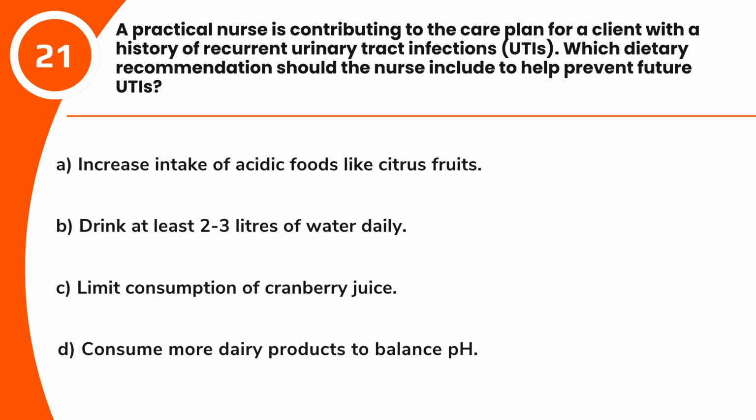Question 21. A practical nurse is contributing to the care plan for a client with a history of recurrent urinary tract infections, UTIs. Which dietary recommendation should the nurse include to help prevent future UTIs? A. Increase intake of acidic foods like citrus fruits. B. Drink at least 2 to 3 liters of water daily. C. Limit consumption of cranberry juice. D. Consume more dairy products to balance pH.